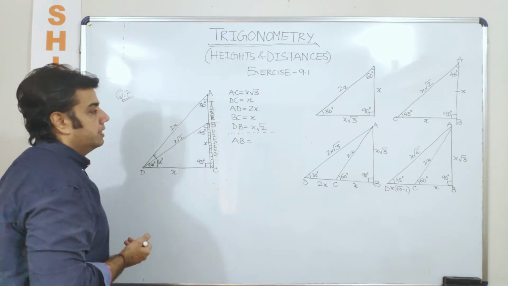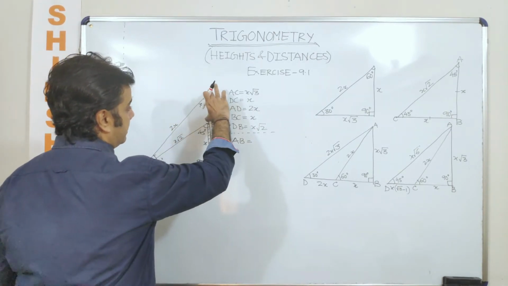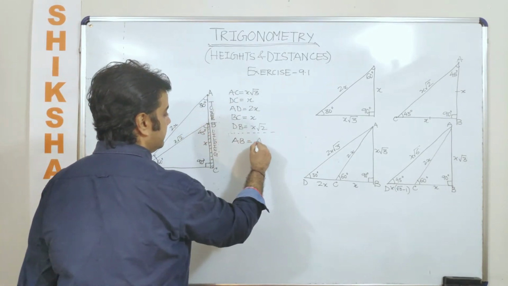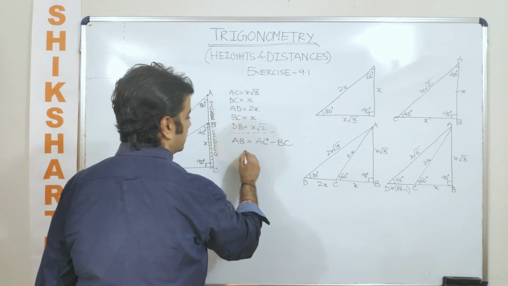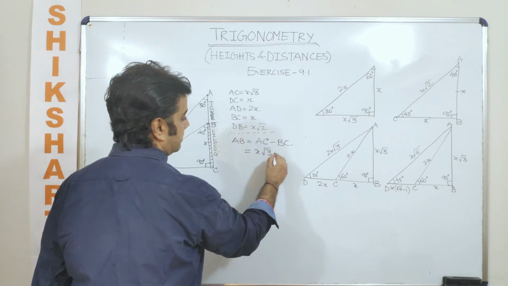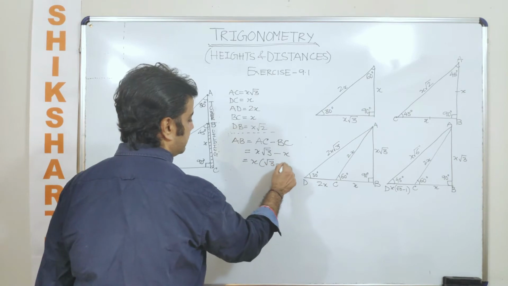Now what are they asking you to find out? They are asking you to find out the height of the tower. So the height of the tower in this case is AB. So AB can be written as AC minus BC. So how much is AC? x root 3. How much is BC? x. So eventually you can write it as x times of root 3 minus 1.